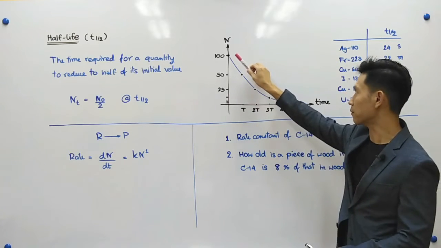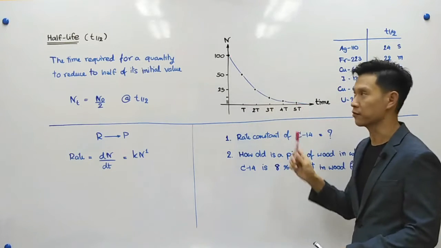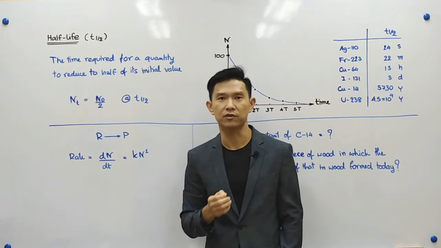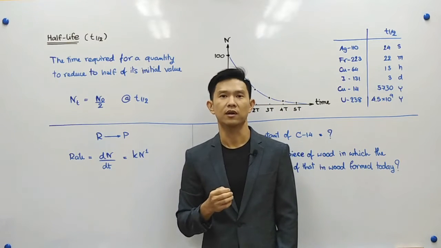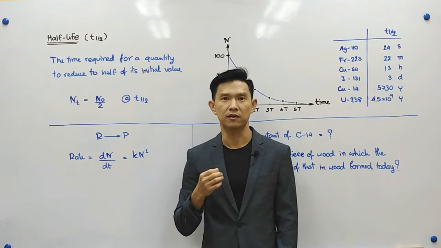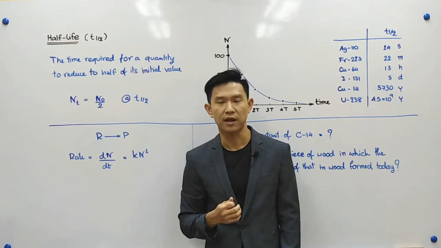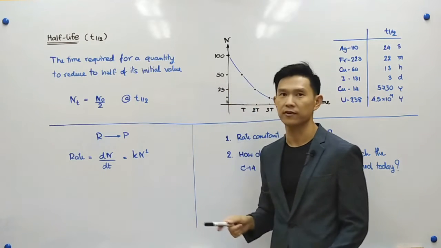It's not a straight line, right? There is a value that we normally use to determine the rate or the speed of decomposition of a radioactive isotope, and that value is called half-life.